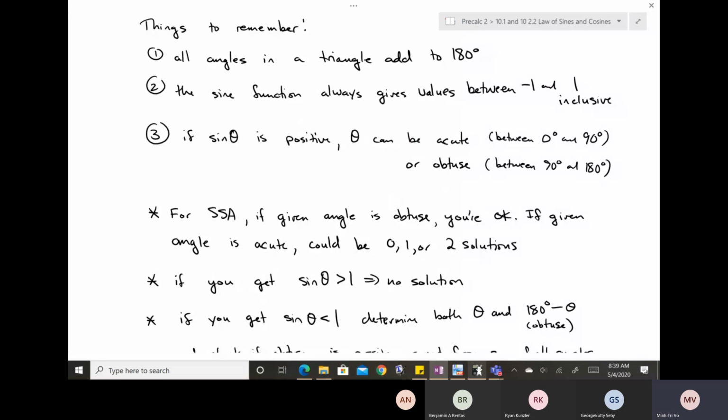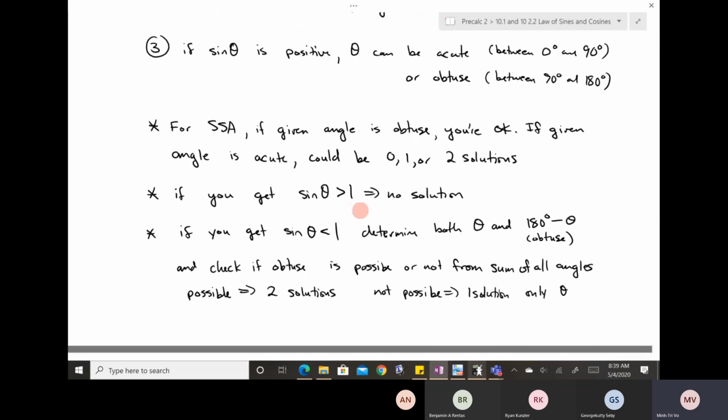The other thing to remember is that when sine is positive, if you remember the 4 quadrants, all students take calculus, sine is positive in both the first quadrant and the second quadrant. So when sine is positive, the angle can be either acute or obtuse. The angle could be between 0 and 90 or between 90 and 180. And this is the situation where there's possibly two solutions.